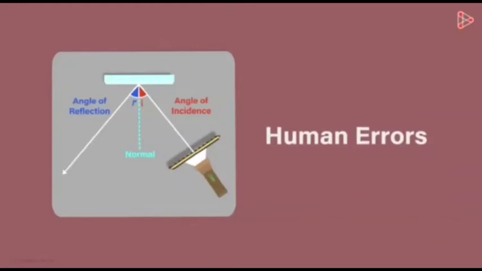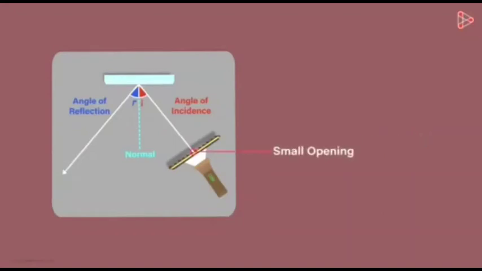It also depends on the narrowness of the light beam. The narrower this beam, the more accurate the results will be. And this is the reason why we are passing light through the small opening of the comb. Only a narrow beam of light from the torch passes through the small slit. This minimizes the error in the measurement.